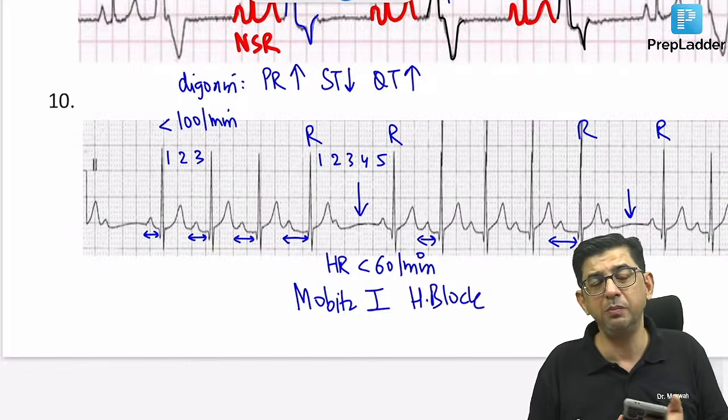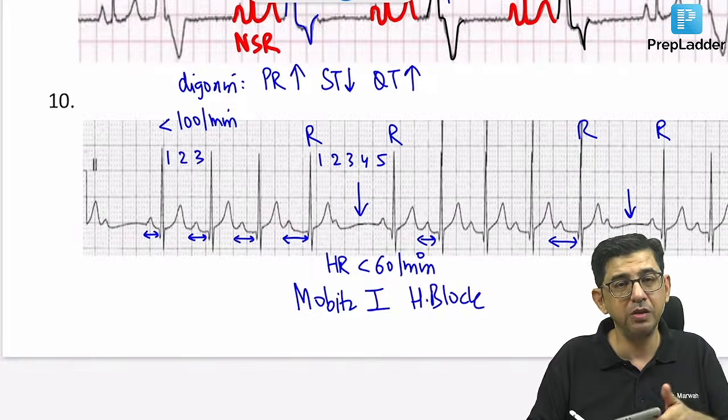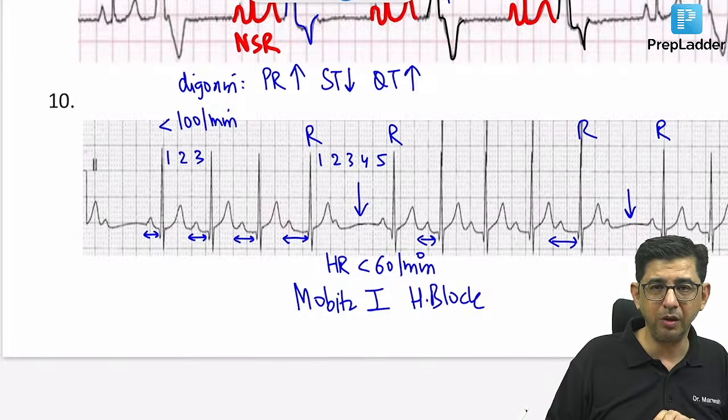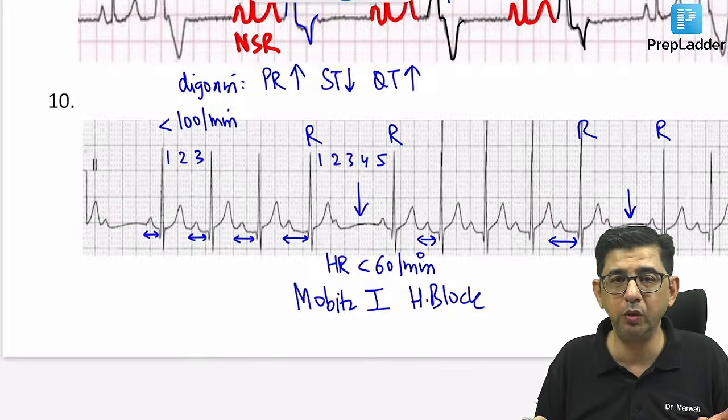So in some MCQs, he might mention the word drop beat where I put the vertical arrows. But even if it does not mention this, this would be a Mobitz 1 heart block. No, we'll not call it a type 1 heart block or first degree heart block, because that is having a prolonged interval which is constantly more than 200 milliseconds.